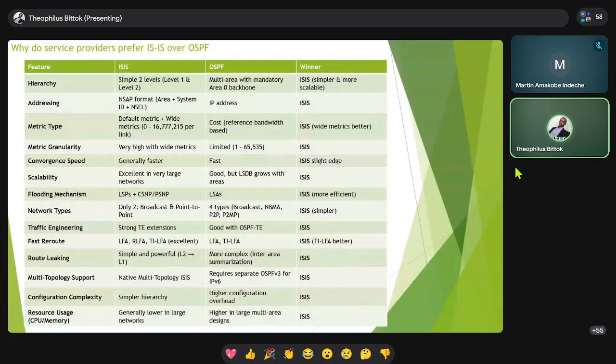And finally, protocol support. If you compare OSPF and ISIS in terms of supporting IPv4 and IPv6, you remember we said if you want your network to use IPv4 and IPv6 at the same time, you will need two different processes in OSPF, OSPF version 2 and OSPF version 3. But ISIS can dual stack, so it makes it a bit better compared to OSPF.